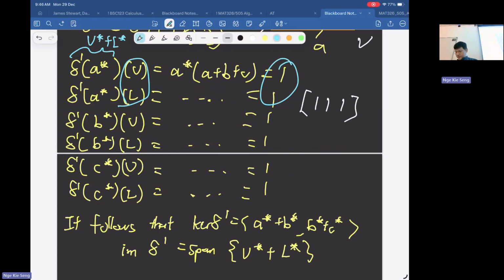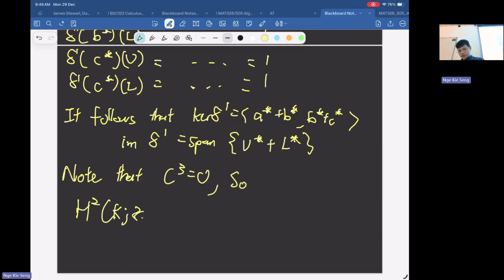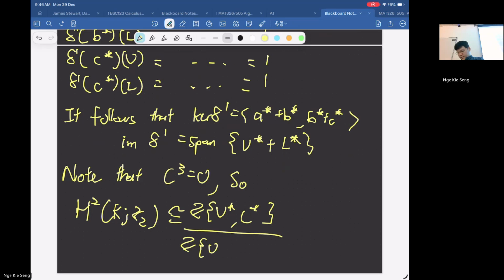Note that there's no C3, so H2 is just everything, and then multiplied by this image that we found here. So this is actually Z. You can change your basis: change L to U plus L star, and then you get Z.